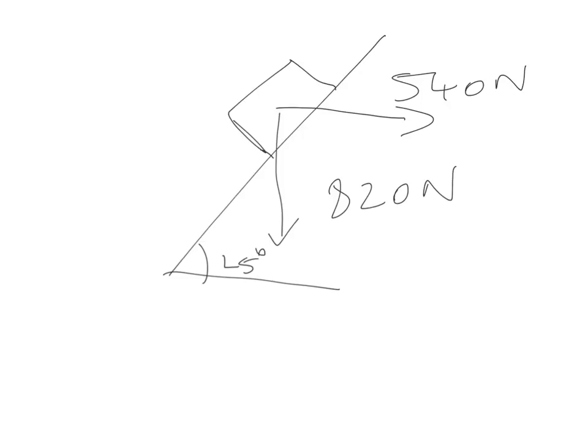Okay, so this is the same picture on page 80. You have the slope at 25 degrees and the block is here. And there's a force of 140 newtons. You can think of someone pushing in that direction. And we're already given 820 newtons in that direction.